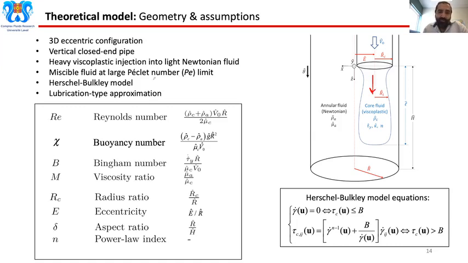As we said, we are at the limit of high Péclet number. We are using the Herschel-Bulkley model, for which the equations are given here. And we have a number of dimensionless numbers given here, including the Reynolds number, buoyancy number, Bingham number, viscosity ratio, radius ratio, eccentricity, aspect ratio, and power law index. However, in the model, because we are using a lubrication model, the Reynolds number will also be removed. So at the end of the day, we are working with 7 dimensionless numbers in our theoretical model.